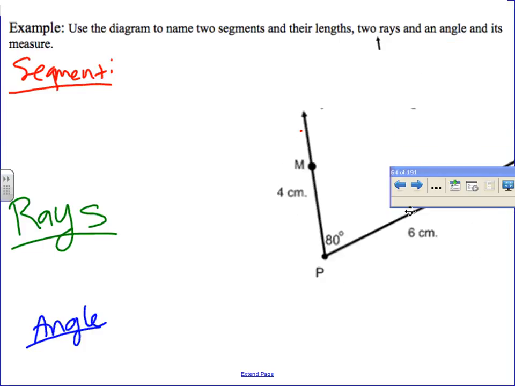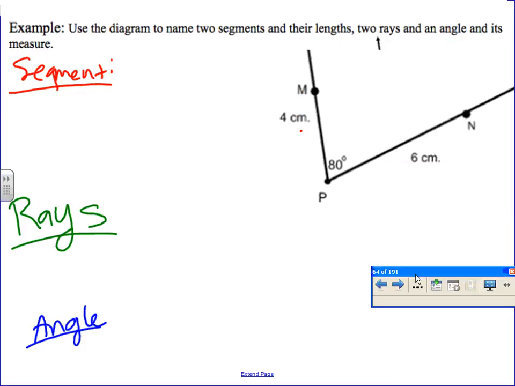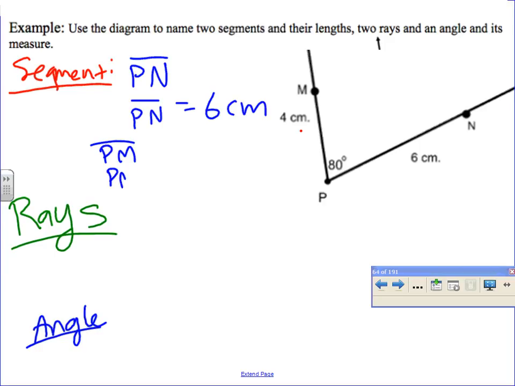Okay, these should have been pretty easy. So that first example on page 10, the first thing you had to do was name 2 segments. So on page 10 of your notes, Adam, what's one segment you wrote down? PM, is that what you said? N, okay. And what's the measurement of it? Good job. Okay, what's another segment? Mary? Good, PM, what's the measurement of it?